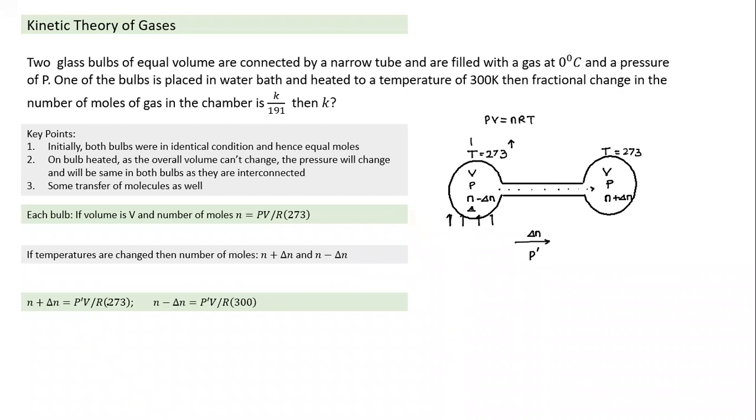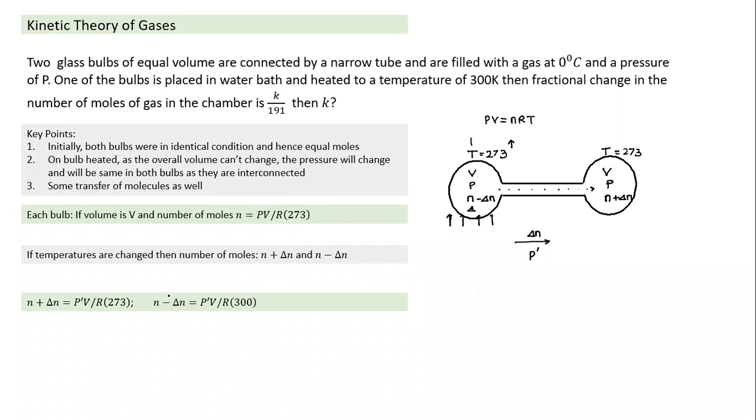And wherever temperature is lower, we'll have a higher number of moles. So N plus delta N is for the right bulb, and P dash V by our simple equation. Basically, I use the ideal gas equation for the number of moles in the right bulb and the number of moles in the left bulb. I have these two equations.